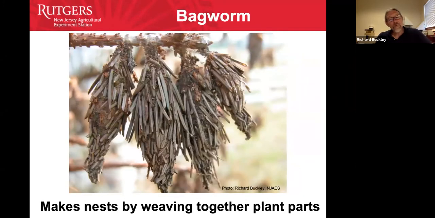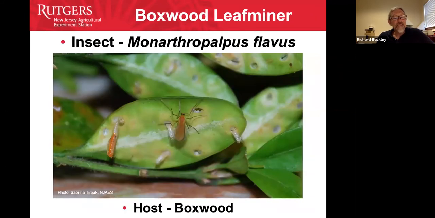We have bagworms. They use plant parts to make a bag. They live in the bag. Hopefully everybody knows what bagworms are. We have insects that use the plant as their nest. They don't construct one. Leaf miners. We're having a huge thing with leaf miners this year in New Jersey. These boxwood leaf miners.